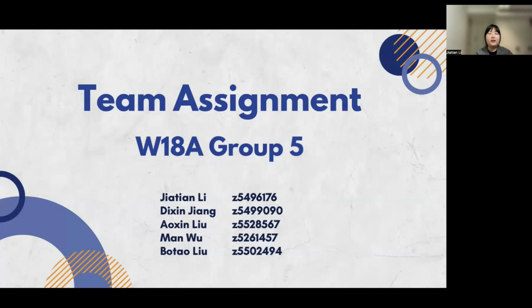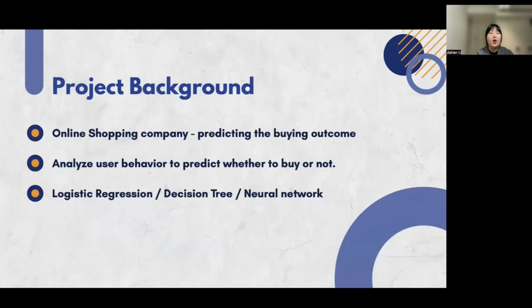I will introduce the project background, data cleaning process, and data standardization. We chose the online shopping company dataset. This dataset records the information of users who are browsing web pages.